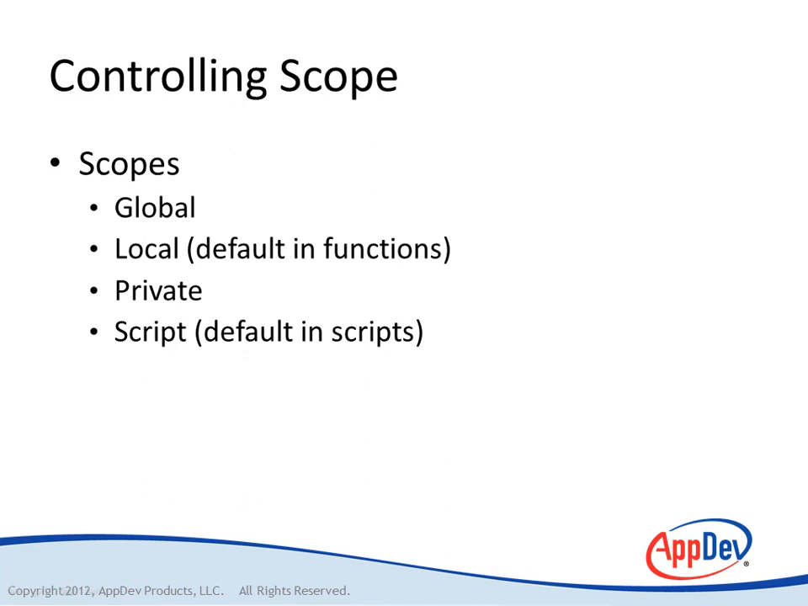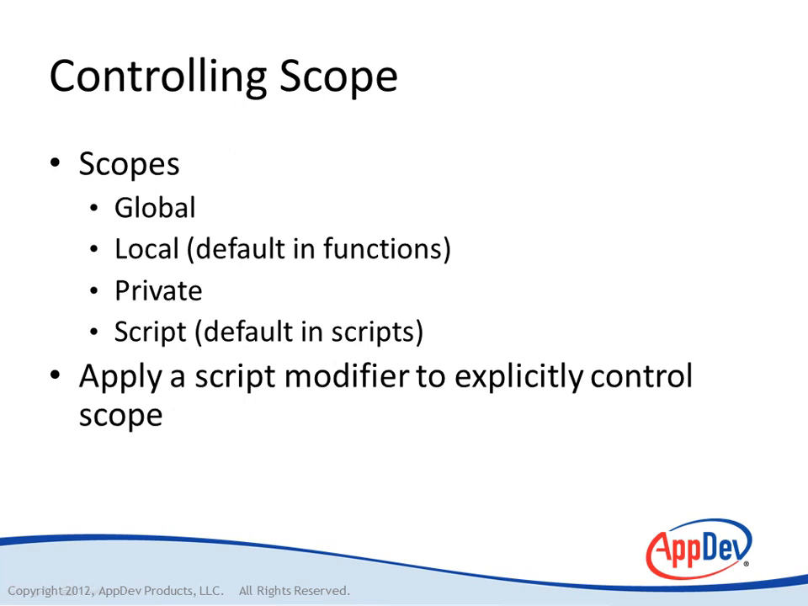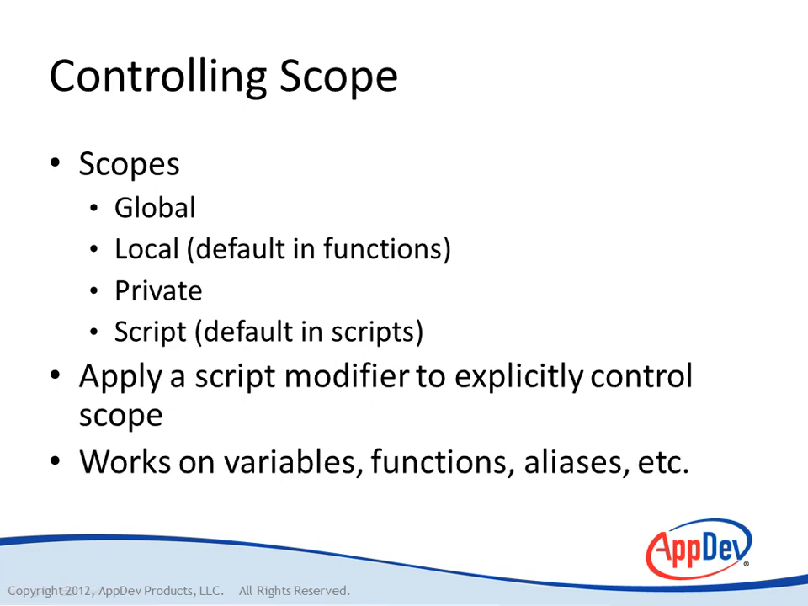So these four things, global, local, private, and script, are called scope modifiers, and what you do is you apply a scope modifier to explicitly control the scope of a variable when you create it. The scope modifiers work on variables, they work on functions, they work on aliases. So any place that you might need to control the visibility of a thing and prevent collisions with some other script or even your own script, then controlling the scope explicitly is really a good idea. Let me show you how we can use this to really control what we get instead of relying on the default behaviors.